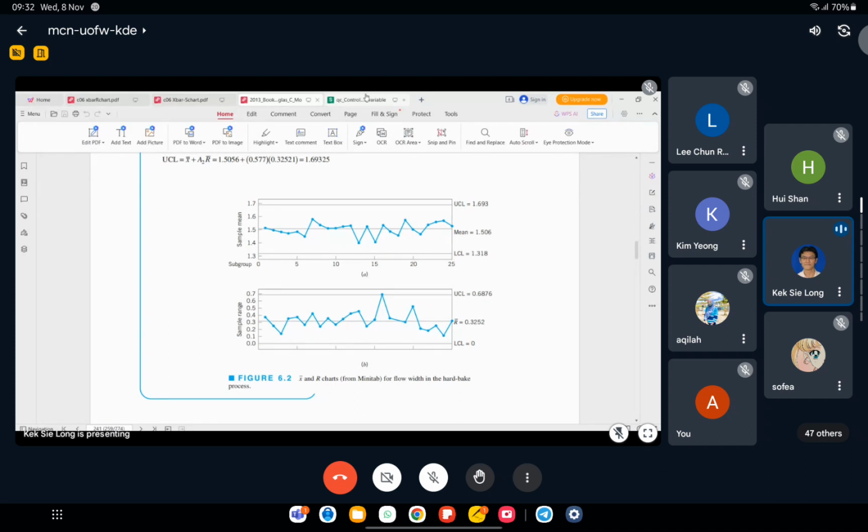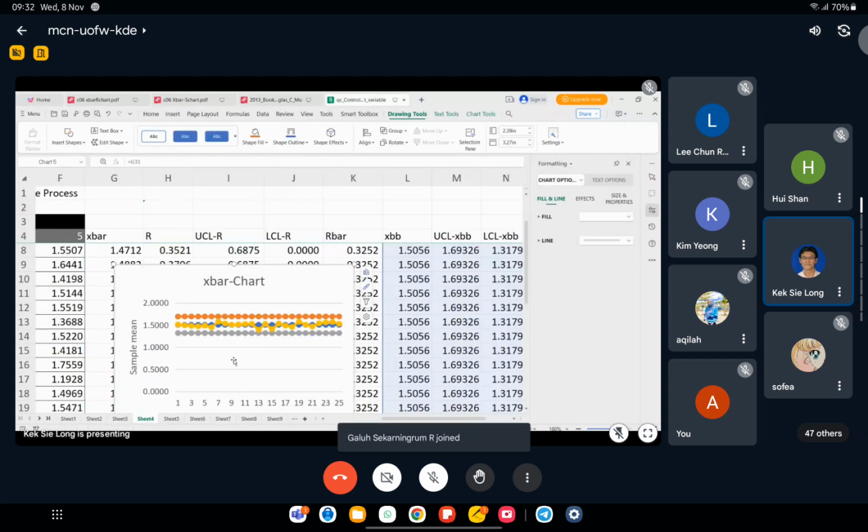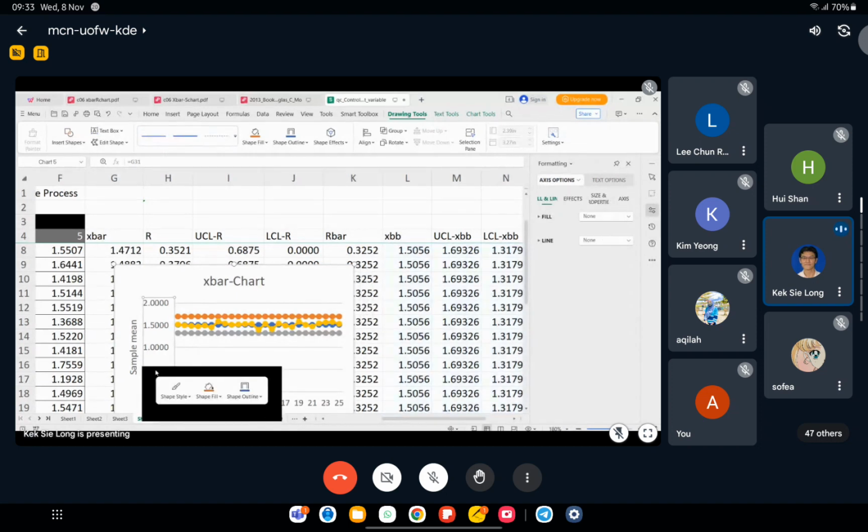But you see, my X bar control chart, all the points are distributed around 1.5 or so. I mean, this figure is not a good figure. So what shall we do? We can zoom in by changing the value of the axis.